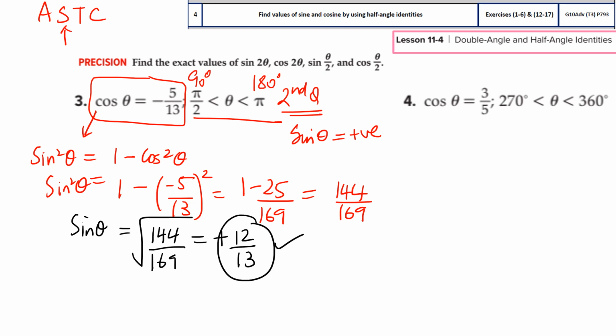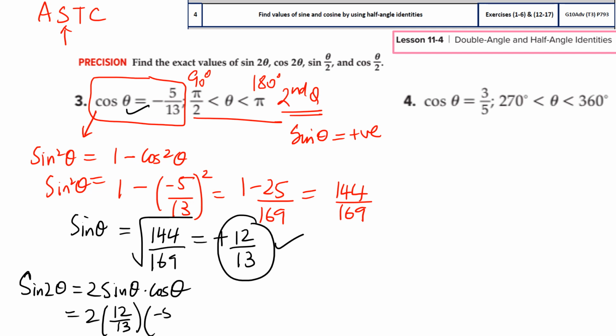So I've got my sine theta, I have my cos theta, so my sine 2 theta is going to be the product of all of this. So let's just plug in the values. I put sine theta, I put cos theta, multiply. So the result here is going to be negative, and the numerator will simplify to 120, denominator 169. So that's your final answer for sine 2 theta.